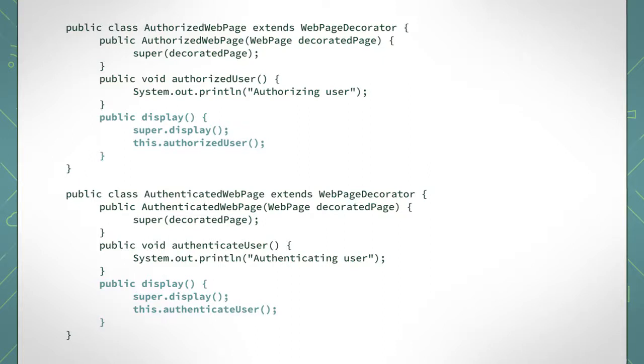The idea here is to link the calls of display all the way to the bottom and bubble the execution back up. This makes sense because you need to build your basic web page before you can add more behaviors to it. Now that you've completed your decorator pattern, let's see it in action.